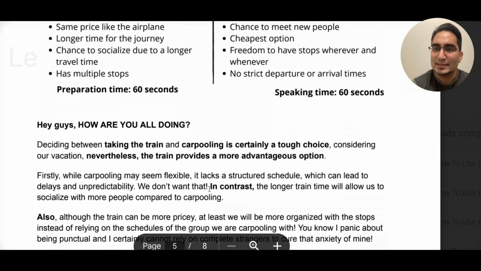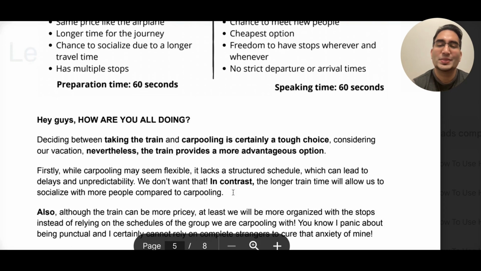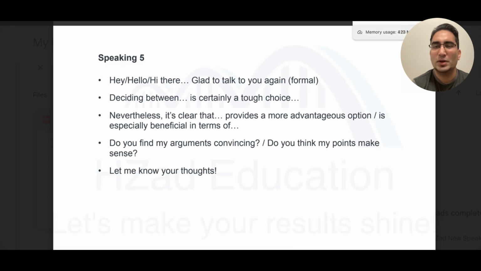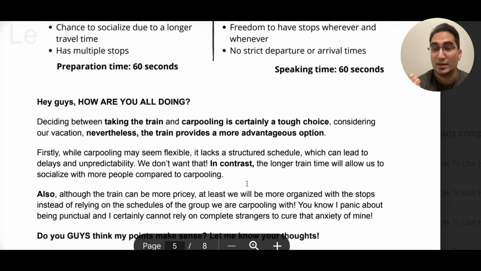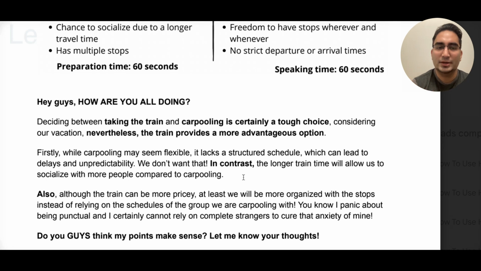We don't want that. In contrast, so this is not part of the template here. As I said, you don't want to really rely on every single connector and struggle to use those in between the points. But if you really want to, if you're really struggling, this might help you. Using words like in contrast here, and then also here, are additions to the existing template.